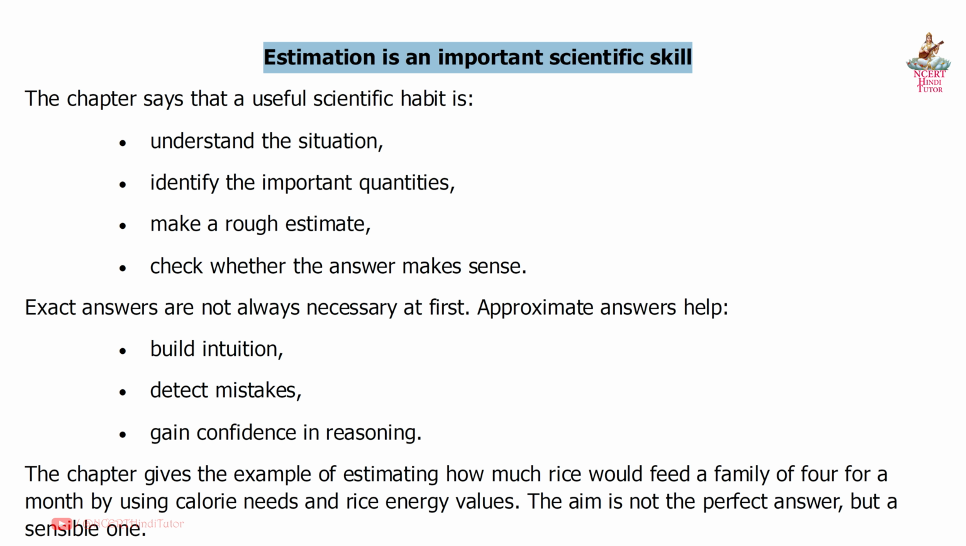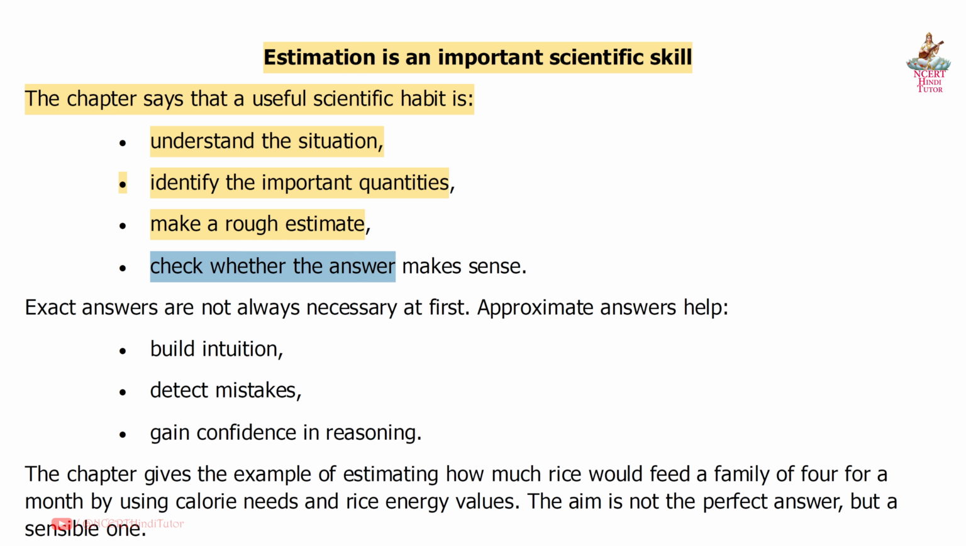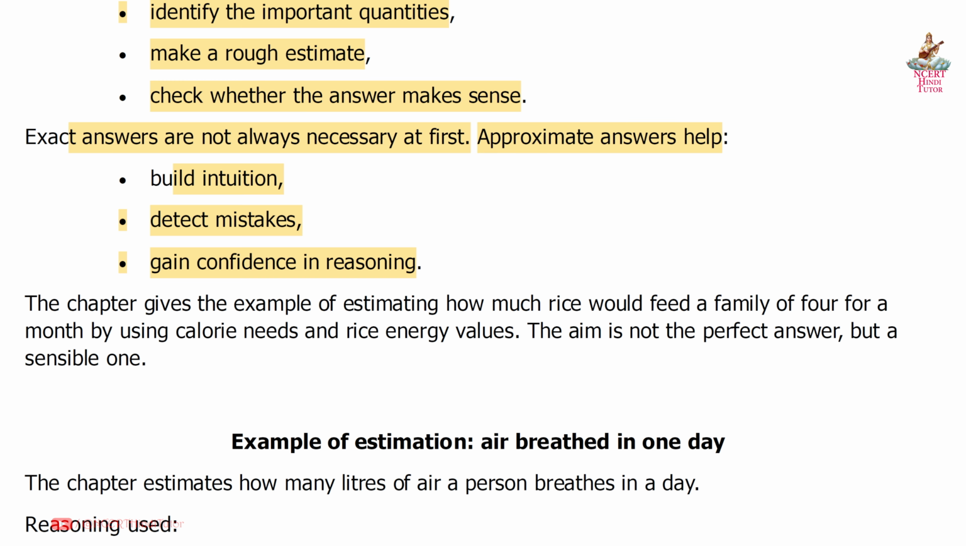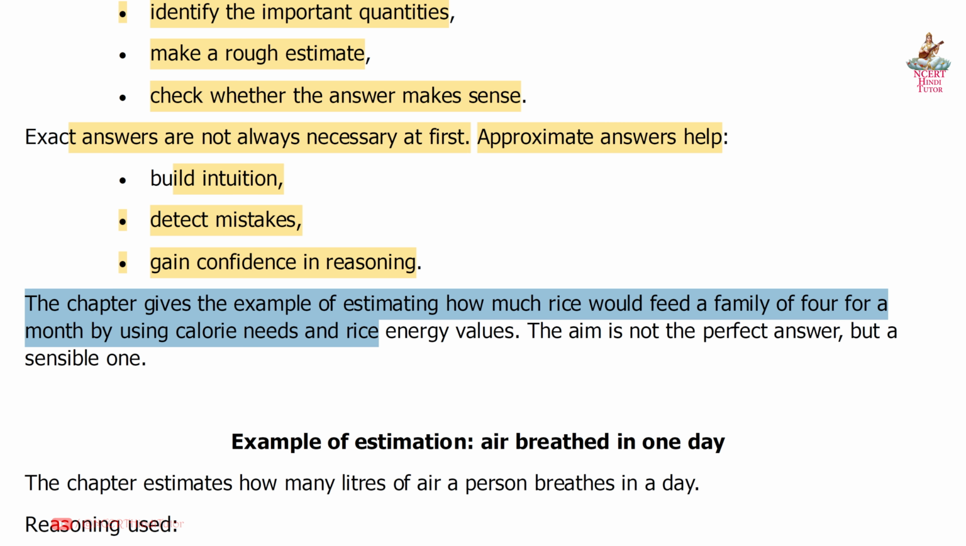Estimation is an important scientific skill. The chapter says that a useful scientific habit is to understand the situation, identify the important quantities, make a rough estimate, and check whether the answer makes sense. Exact answers are not always necessary at first. Approximate answers help build intuition, detect mistakes, and gain confidence in reasoning. The chapter gives the example of estimating how much rice would feed a family of four for a month by using calorie needs and rice energy values. The aim is not the perfect answer, but a sensible one.